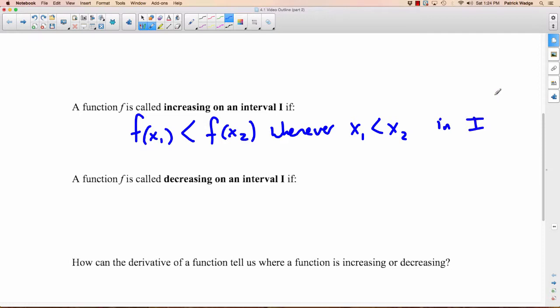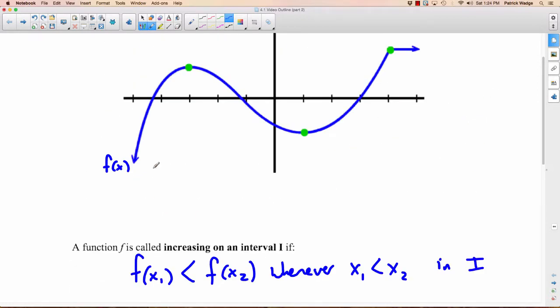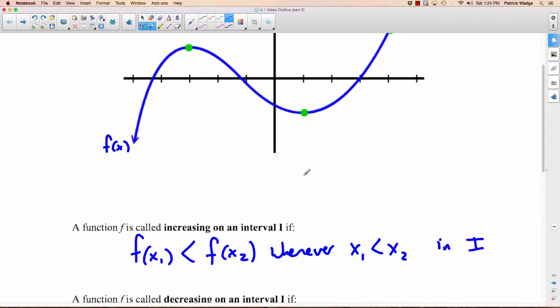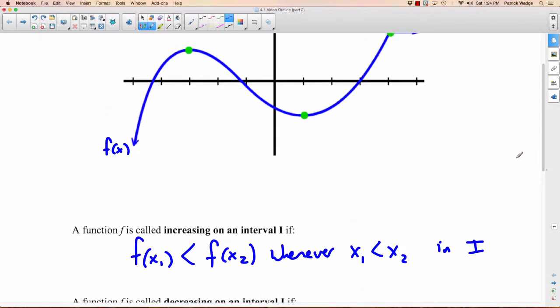Isn't that great? Wasn't it a lot nicer when you just looked at this thing and said where it was increasing and where it was decreasing? What the heck does this mean? So let's figure out what this means. Let's just call one of the points, how about this point right here, this green one? I'm going to call that point x1. And I'll call this next hash mark over there x2.